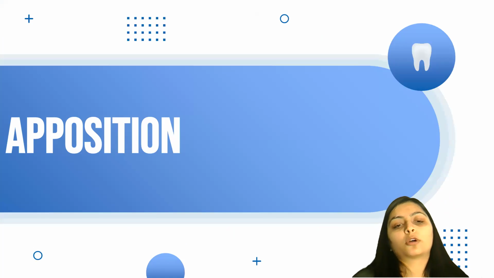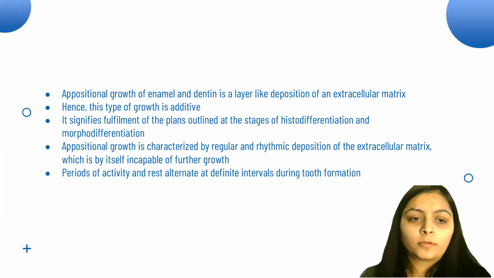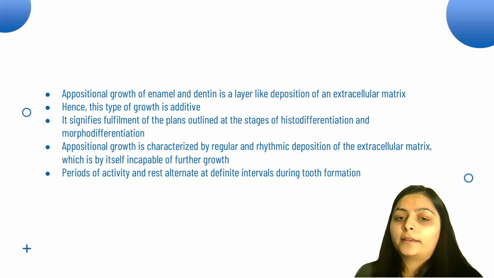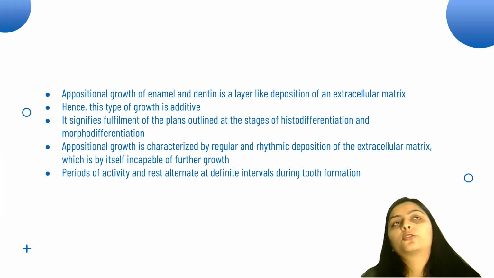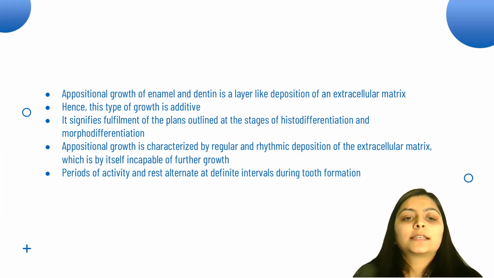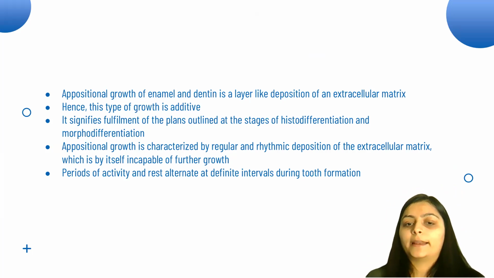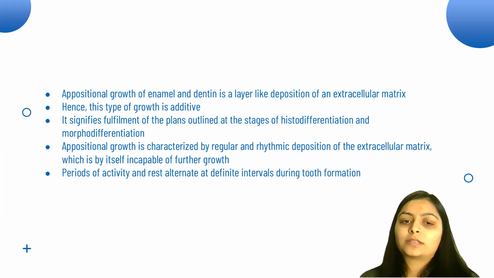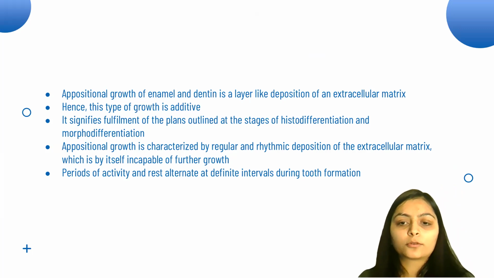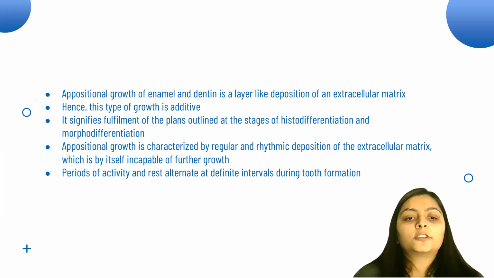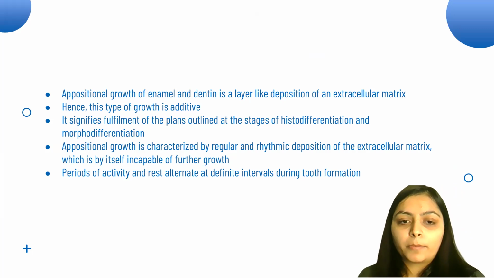Now we will proceed to apposition. Apposition means growth of enamel and dentin layers, like deposition of an extracellular matrix. This type of growth is additive and signifies fulfillment of the tooth's outline at the stage of histodifferentiation and morphodifferentiation. Appositional growth is characterized by regular and rhythmic deposition of extracellular matrix, which is by itself incapable of future growth. Periods of activity and rest alternate at definitive intervals during tooth formation.